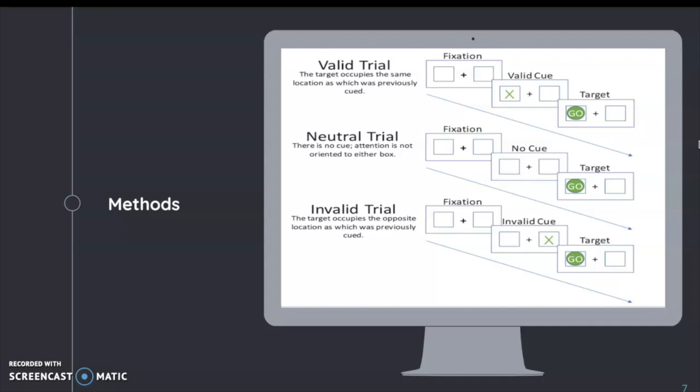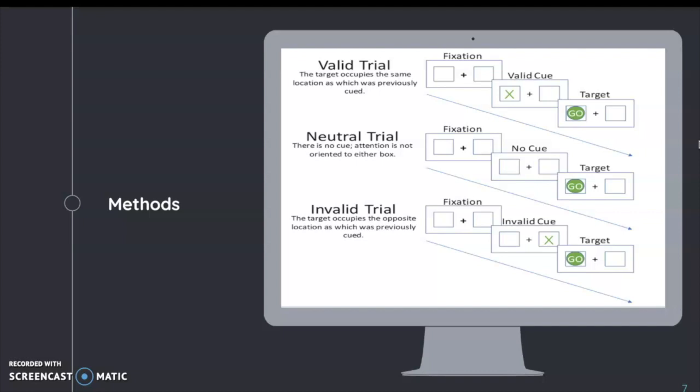Next, participants completed a target detection task where a target appears in one of the two boxes to the left or the right, as seen in the last box. The participants were instructed to respond with whether the target appeared on the left or right as fast as possible by pressing one of two keys on a keyboard. The three conditions or trial types were valid, neutral, or invalid, and each participant completed many trials of each of the three in a random order.